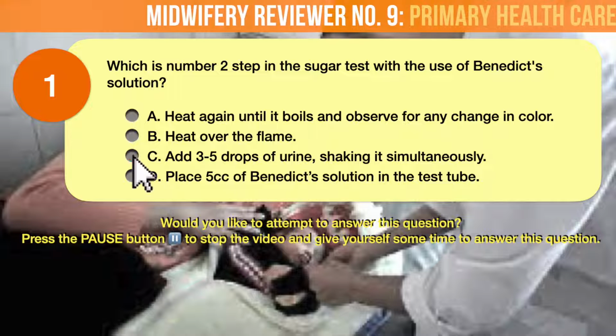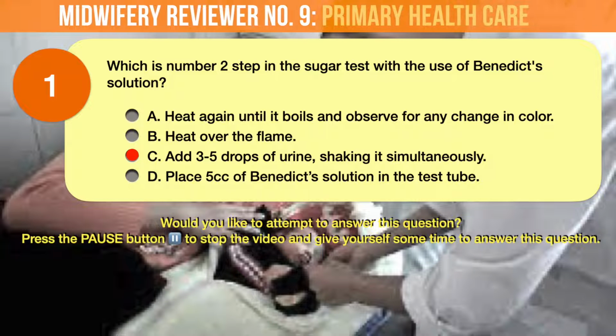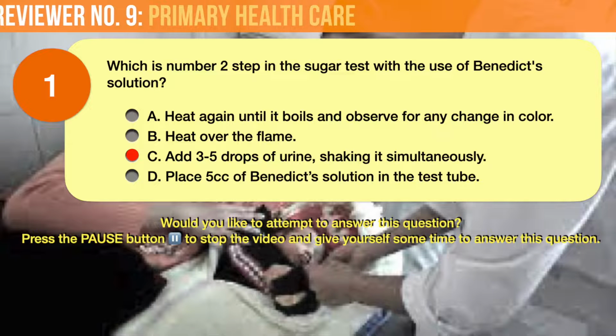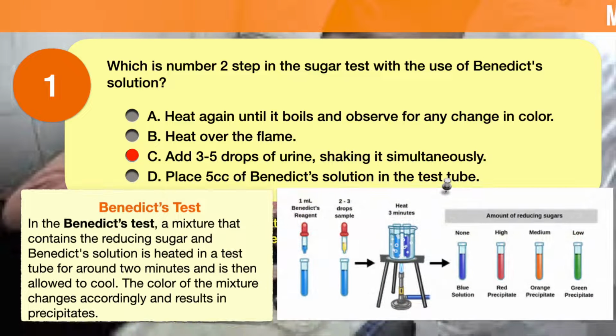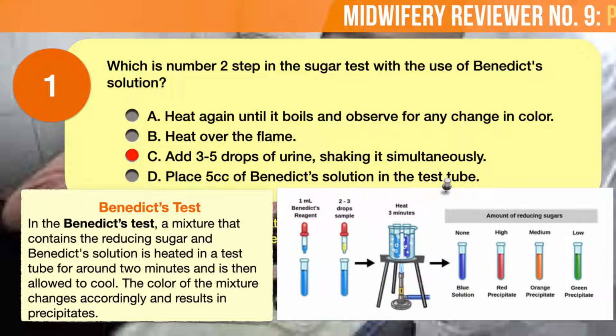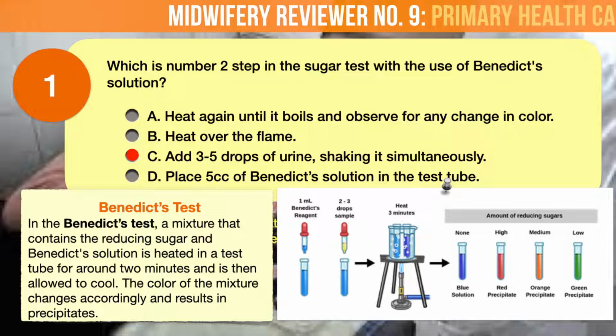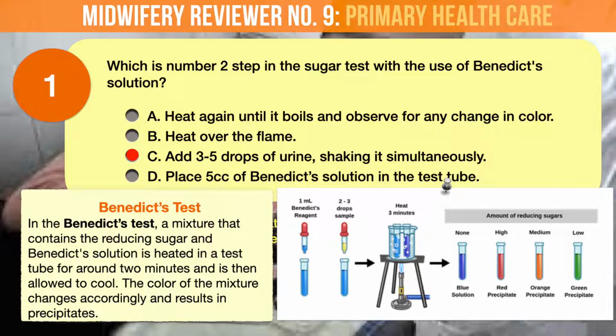The correct answer is C. Step 2 in the Benedict's test is to add 3 to 5 drops of urine, shaking it simultaneously. Benedict solution, also known as Benedict's reagent, is a chemical reagent and complex mixture of sodium carbonate, sodium citrate, and copper sulfate pentahydrate. It is often used in place of Fehling solution to detect the presence of reducing sugars.